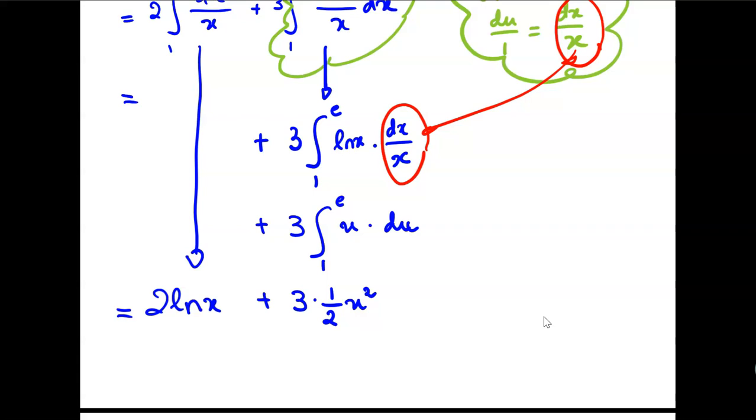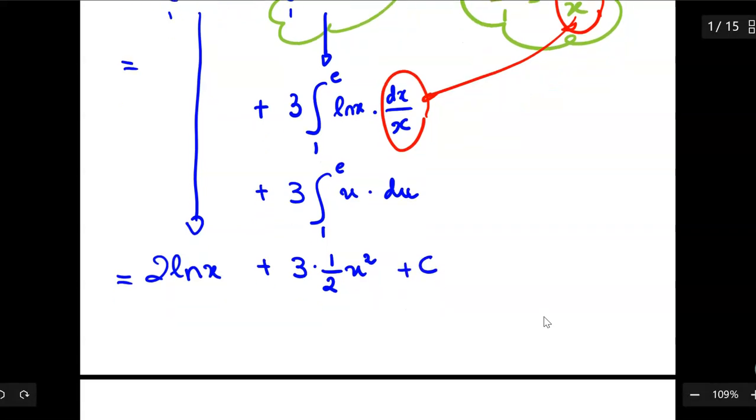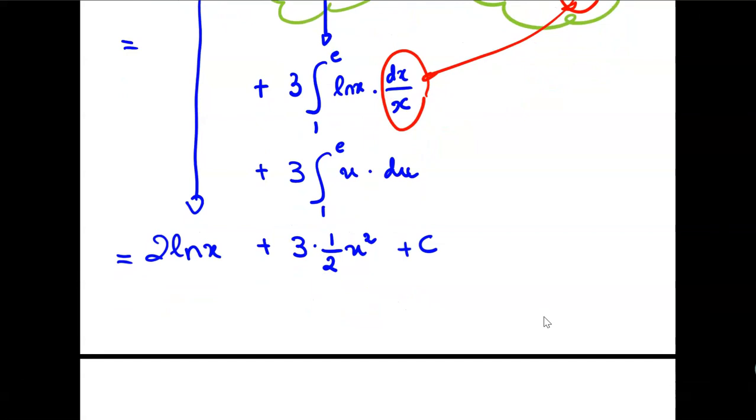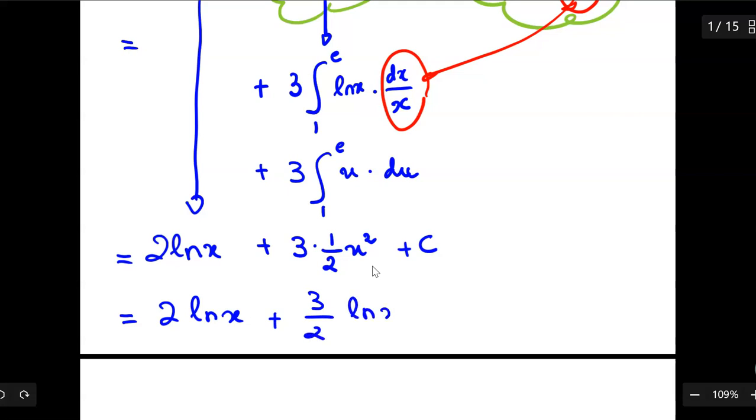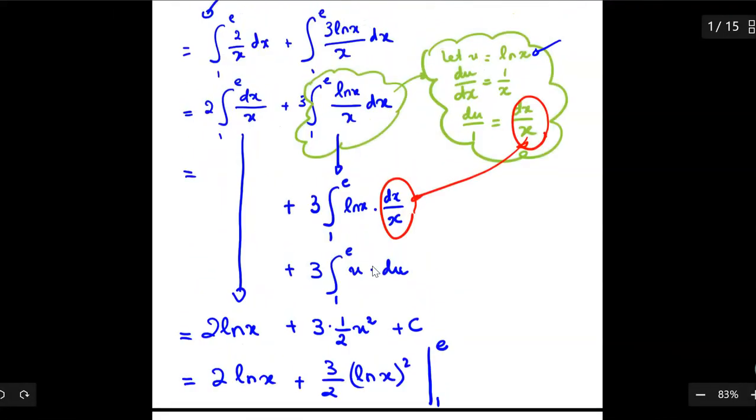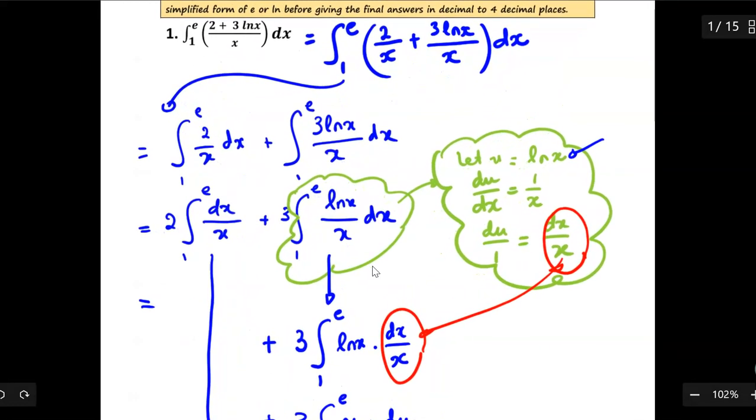Okay, so in this case, let me put C here before I apply my fundamental theorem. Before I apply my fundamental theorem, I will substitute the u back into the function that I used for the substitution. So 2 ln of x, add that with 3 over 2 ln of x, all of it squared. Now I'm going to write evaluate from 1 to e. You see, all the formulas, properties of logarithm apply to this question.